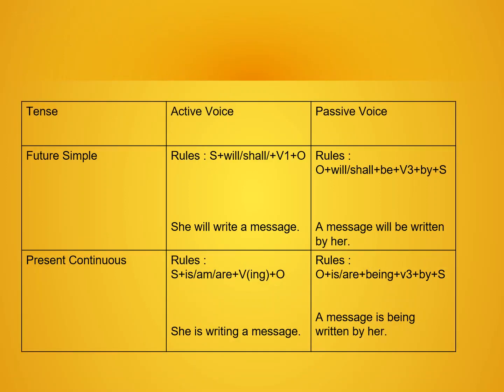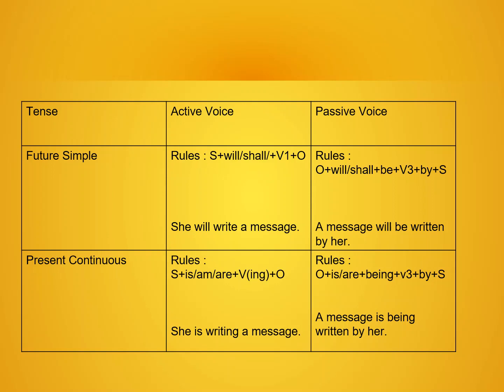As per the rule, we can see in future simple, subject plus will/shall plus V1 plus object, that is she will write a message. In passive voice, we can see object. Object is a message. So object plus shall/will plus be plus V3 plus by plus subject, that is a message will be written by her.